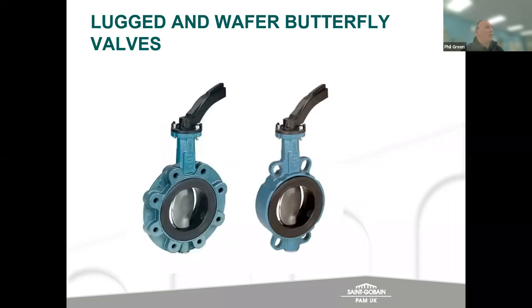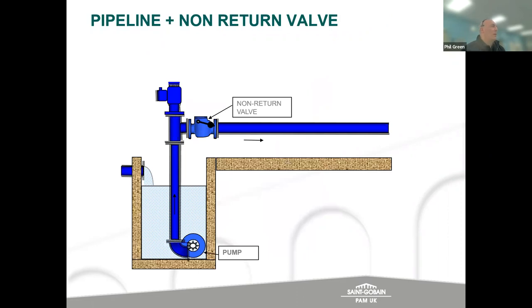And here are illustrations of the type of butterfly valves that Saint-Gobain PAM can supply. On the left-hand side there, you've got the lugged version. On the right-hand side there, you've got the wafer version. As you can see, it's quite a simple operating valve. It's got a rubber encapsulated body with a metal gate and a turning handle at the top that opens and closes the butterfly valve. So it's very simple operation, but quite effective for isolation of small diameter air valves. So back to our pipeline design.